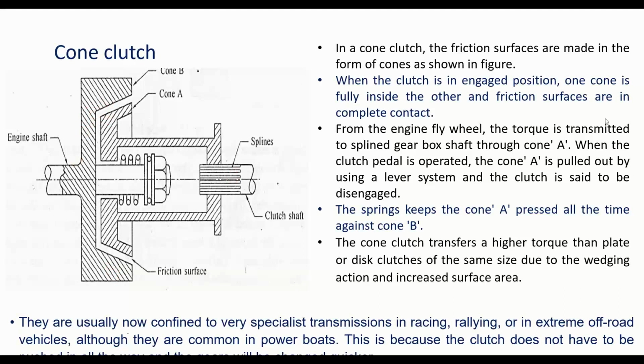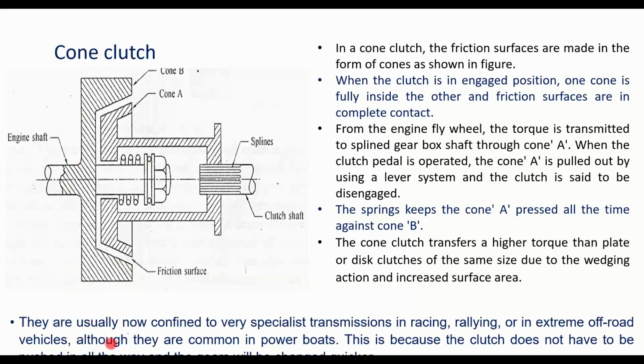What is the advantage of this mechanism? The cone clutch can transfer a higher amount of torque compared to other clutches of the same capacity. If you ask why, because of the wedging effect which avoids the slipping, and also because of the increased surface area of contact and higher friction, it can transfer more torque compared to other types of clutches of the same size.